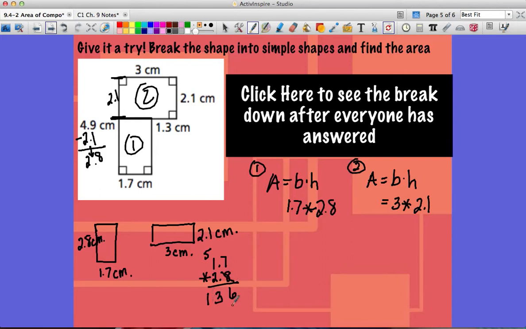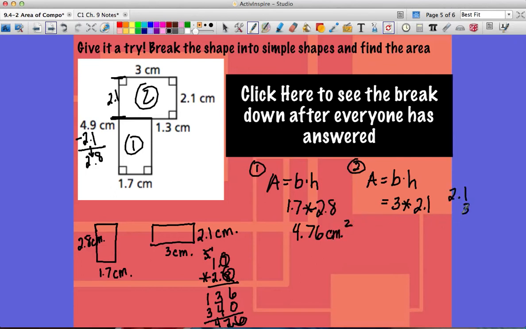We're done with the 8, so we put a 0 as a placeholder. 7 times 2 is 14. Carry the 1. 2 times 1 is 2, plus 1 is 3. We add these together, we get 6. 3 plus 4 is 7. 1 plus 3 is 4. We have two numbers after the decimal, so we move our decimal 2 places to the left. The area for rectangle 1 is 4 and 76 hundredths centimeters squared.